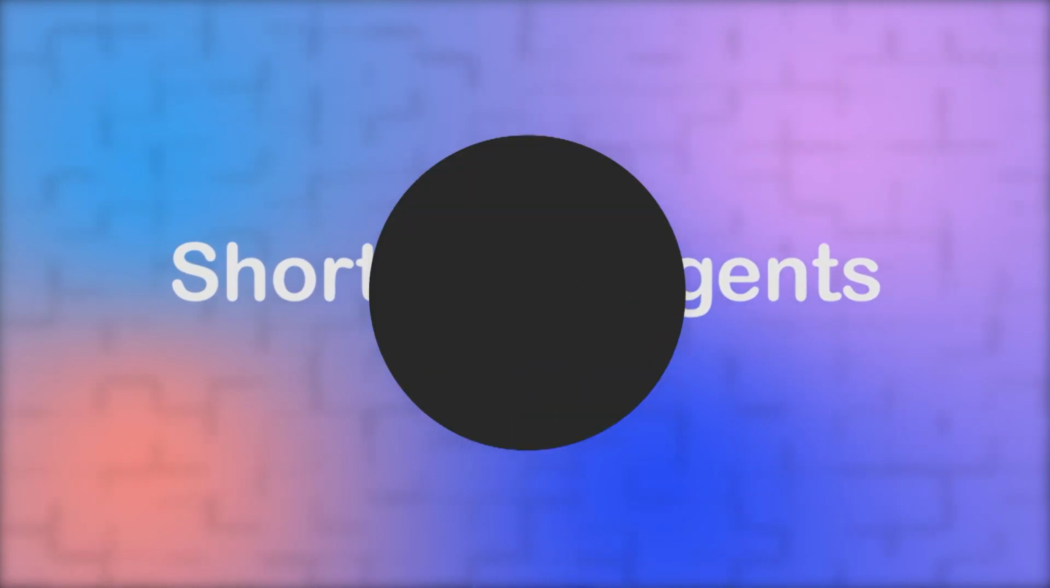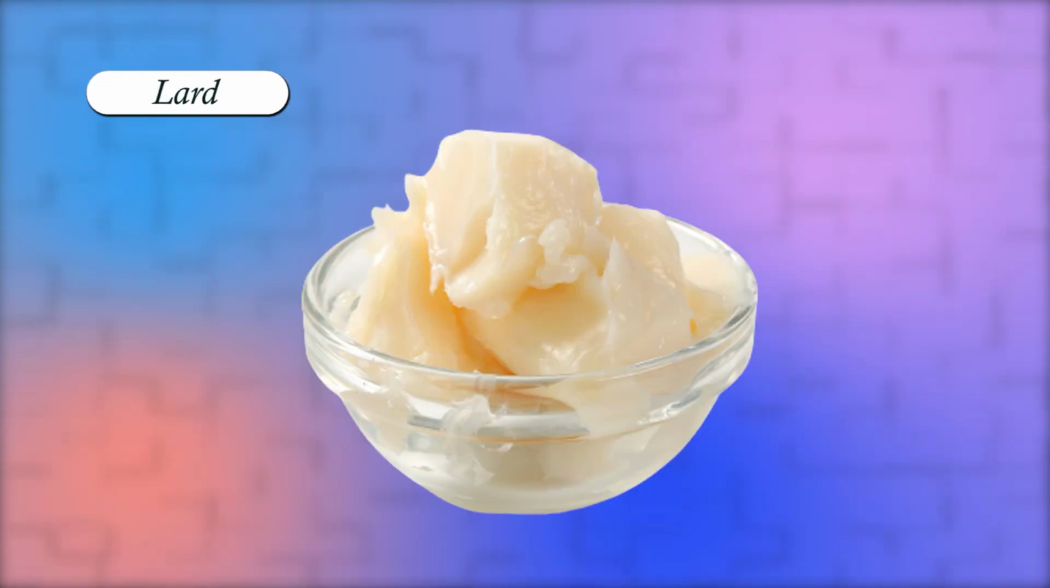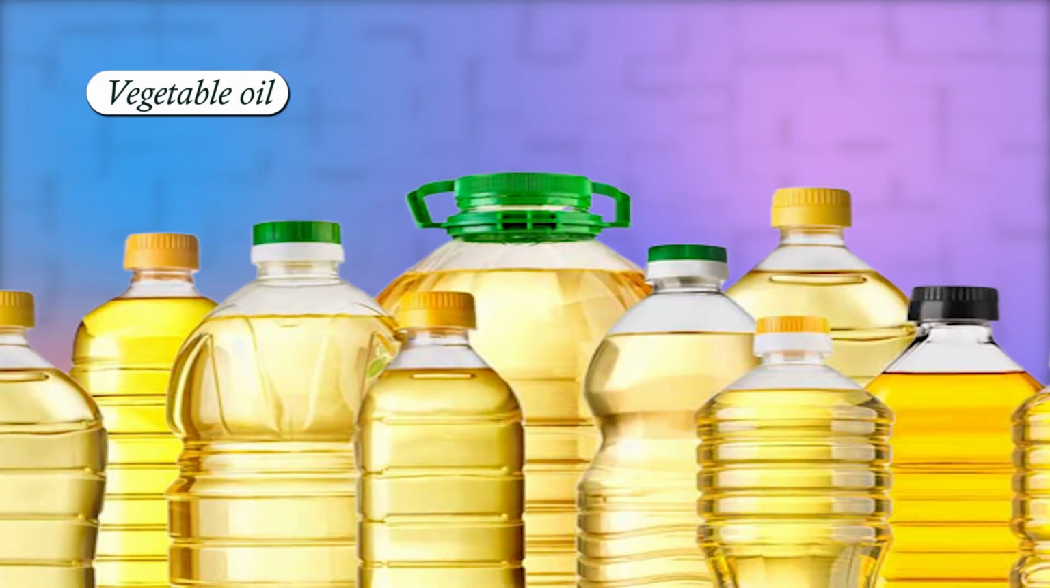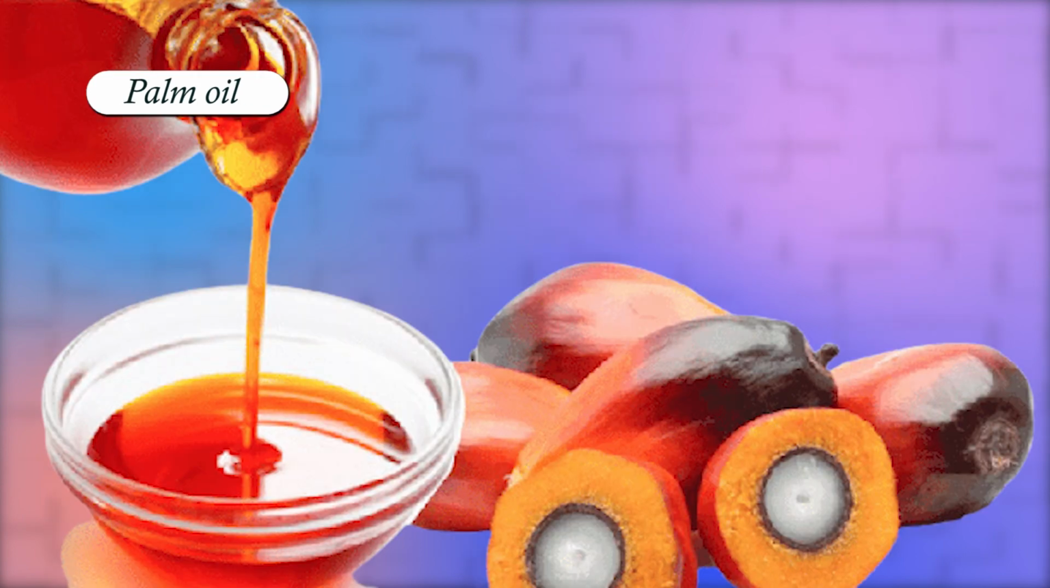Shortening agents. Students, shortening agents are used in making the bakery products moist and crispy. The term shortening technically refers to any type of fat that is solid at room temperature, including butter, margarine, and lard. Shortening can be made from either animal fat or vegetable oil, but most shortening available today is made from vegetable oils like soybean, cottonseed, or palm oil.